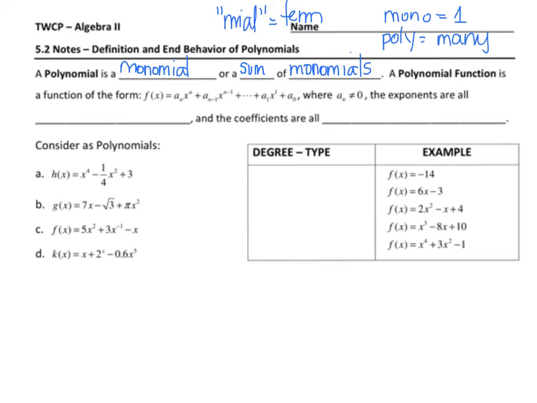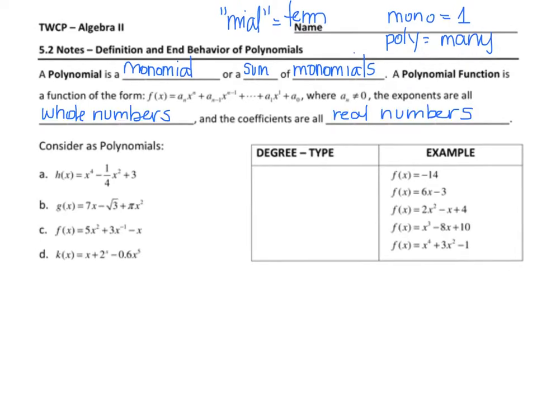To finish filling in the blanks, all the exponents are whole numbers and the coefficients are all real numbers. And just what that means is that your exponents can't be fractions. They can be 1, 2, 3, 4. Whole numbers are 0 and then your counting numbers. Coefficients are real numbers, so they can't be imaginary.